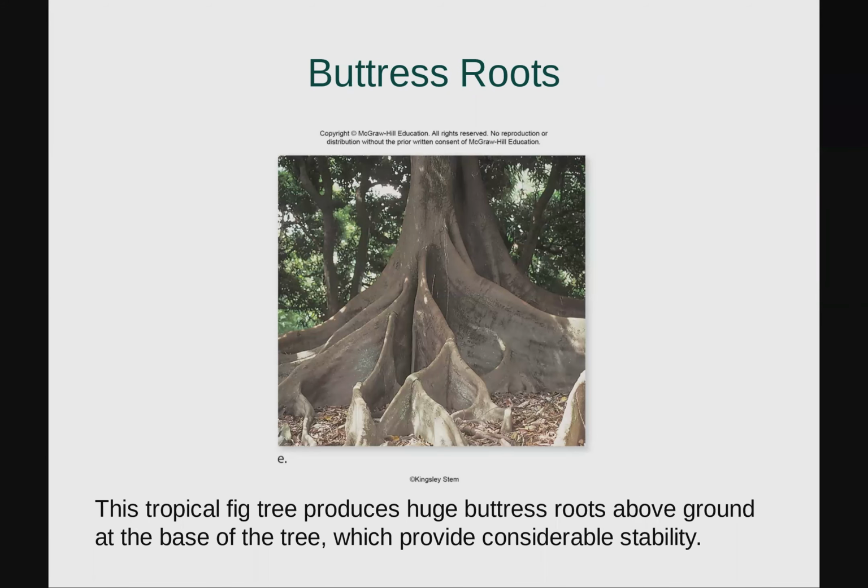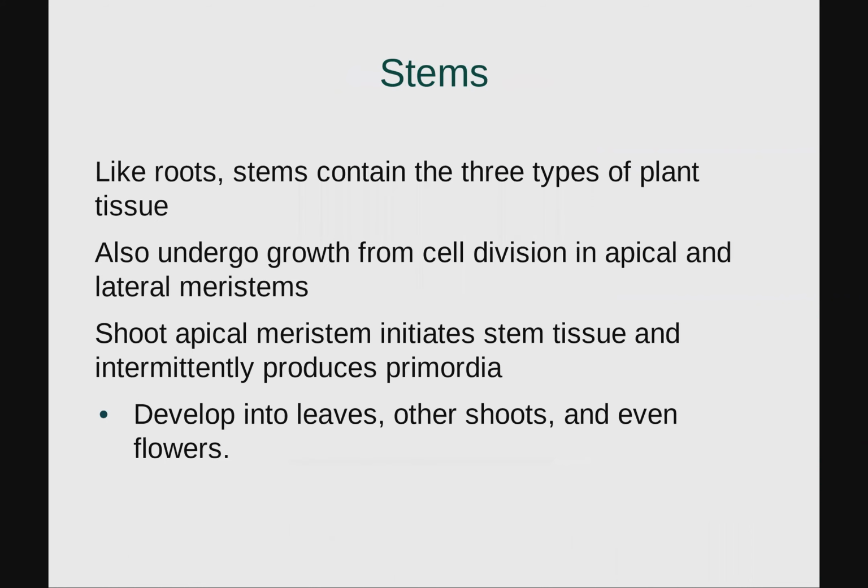Then we have the buttress roots, which are, in this case, from a tropical fig tree. Now, these roots are essentially large roots above the ground, providing considerable stability for these very, very large plants. But these are buttress roots. Nothing special to them, just structure. So that's our roots. Let's dive back into our stems.